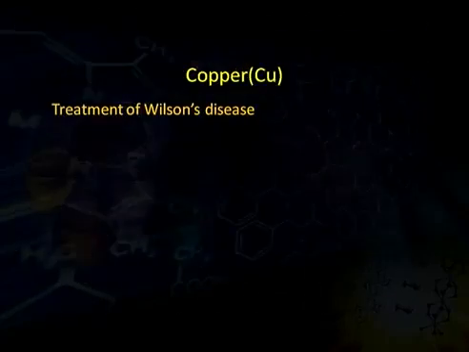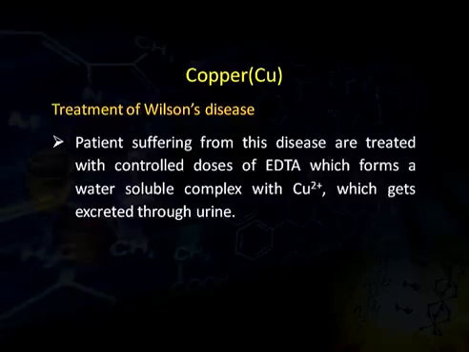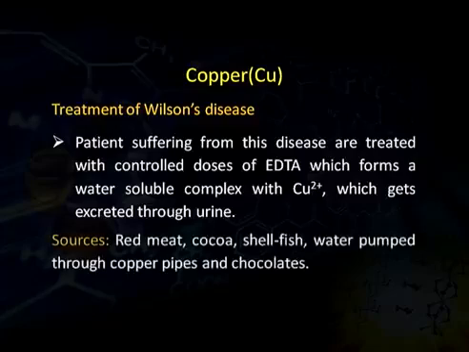How can this disease be treated? Patients suffering from this disease are treated with controlled doses of EDTA, which forms a water soluble complex with cupric, that is copper 2 positive, which gets excreted through urine. The sources of copper are red meat, cocoa, shellfish, water pumped through copper pipes and chocolates.